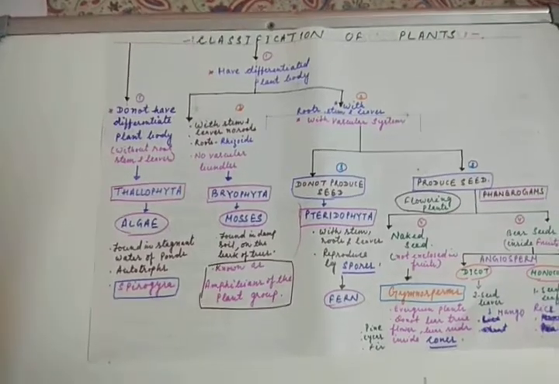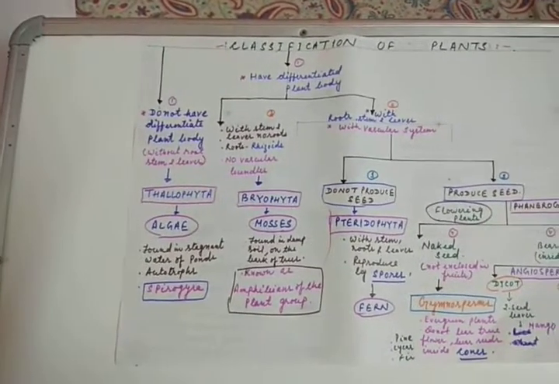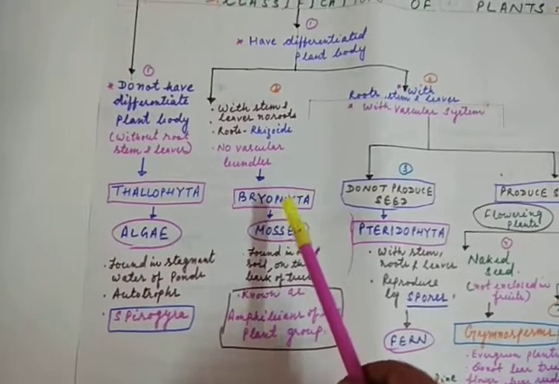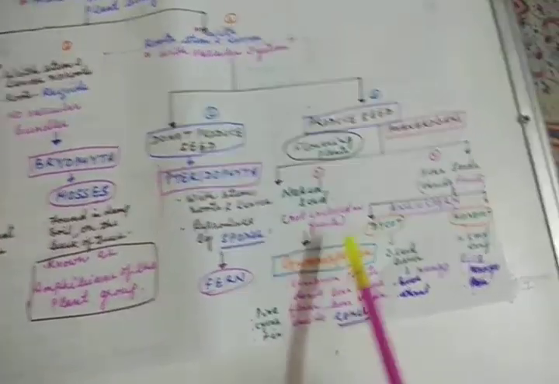We will read classification of plants, right? So classification of plants is generally divided into 5 categories. First category we will see Thallophyta, second Bryophyta, third Pteridophyta, fourth Gymnosperm and fifth Angiosperm.